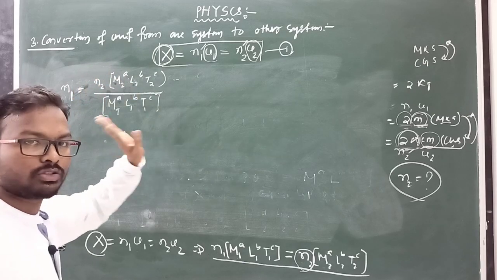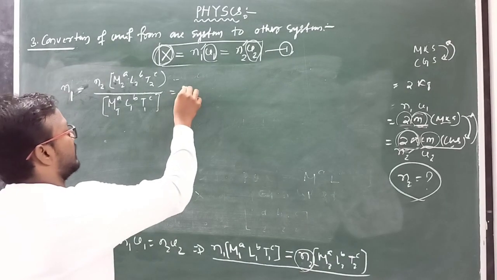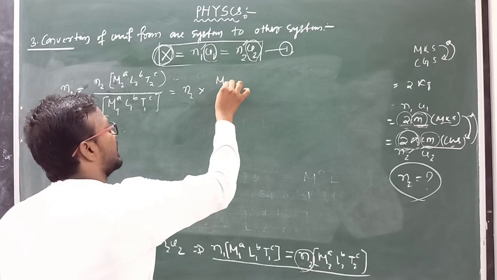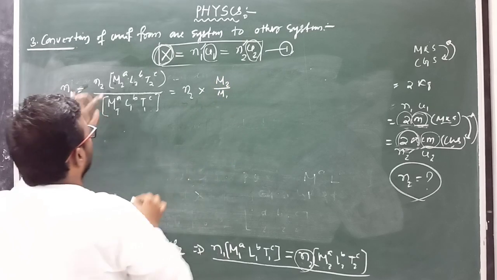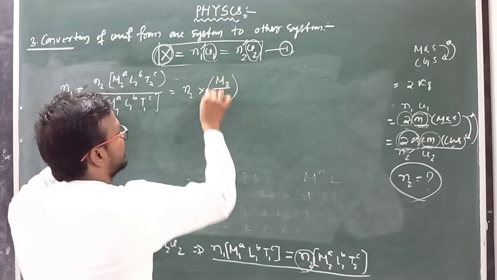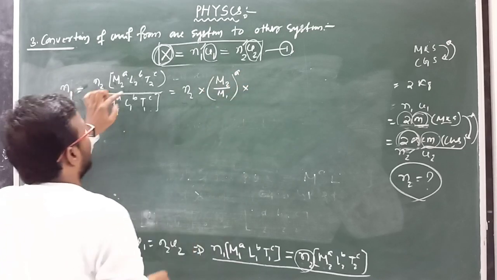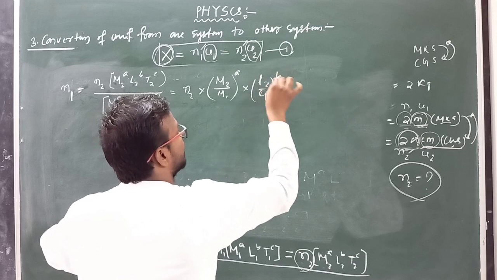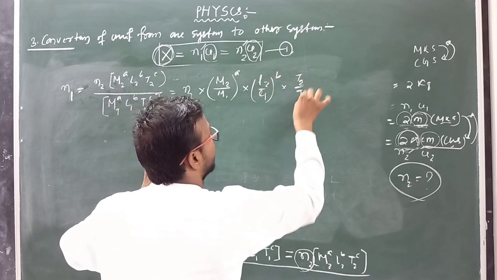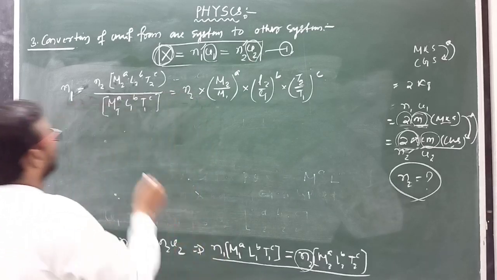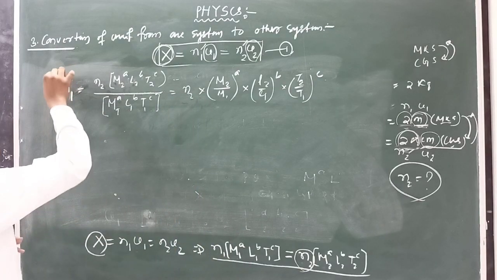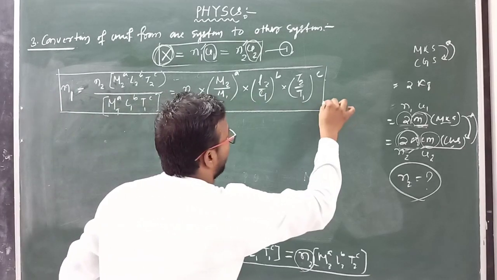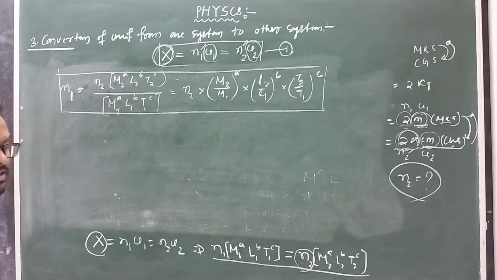The powers a for mass m1 and m2 are equal, for l1 and l2 are equal, and for t1 and t2 are equal. So we can write this term n2 into m2 by m1 power a, similarly l2 by l1 power b and t2 by t1 power c. In this way we can calculate the value of n1. Clear? So this is the theory of how to find numerical value in the second system.